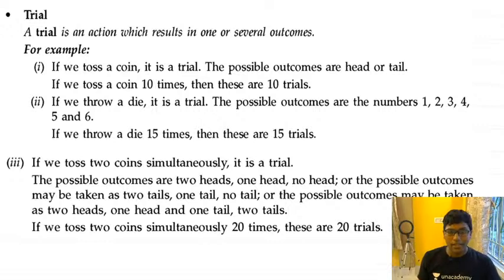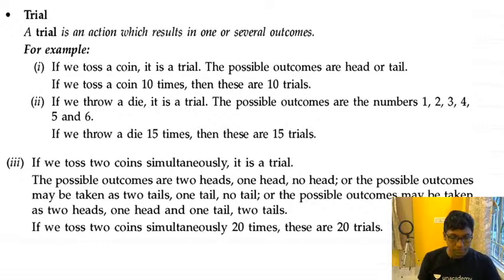If I throw a die, that is a trial. Possible outcomes are 1, 2, 3, 4, 5, 6. If we throw the die 15 times, all of the 15 throws are trials. So we perform 15 trials. Third point: if we toss two coins simultaneously, it is a trial. Possible outcomes are 2 heads, 1 head, or no head. Or possible outcomes may be taken as 2 tails, 1 tail, no tail. Or possible outcomes can also be taken as 2 heads, 1 head and 1 tail, or 2 tails. If we toss 2 coins simultaneously 20 times, then those are 20 trials, because we are performing a random experiment 20 times.